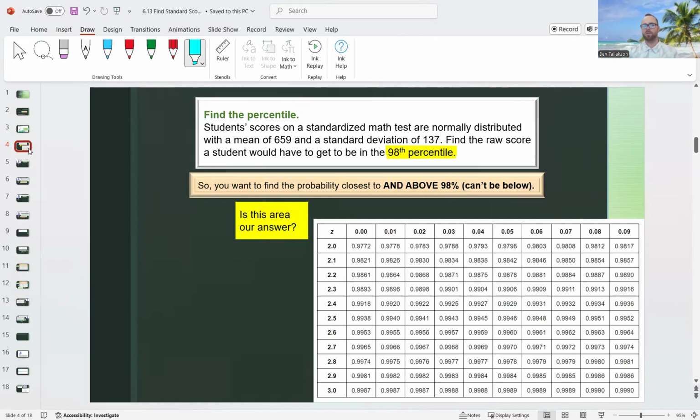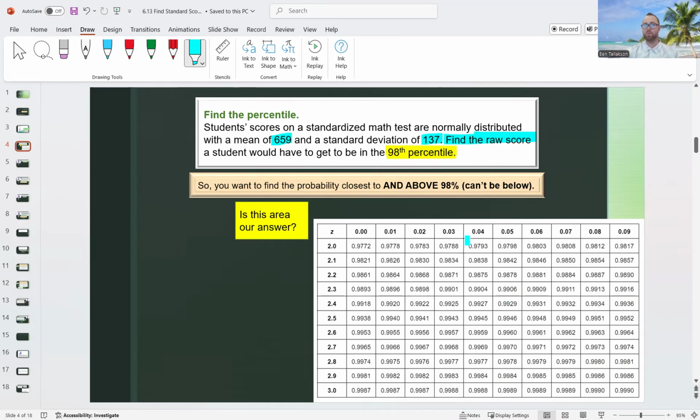Find the percentile. Okay, when you're finding percentiles, there's just one added thing to think about. You're going to see it right now. Student scores on a standardized math test are normally distributed with a mean of 659. Let's highlight that. And a standard deviation of 137. They want you to find the raw score that a student would have to get to be in the 98th percentile. Now, think back to what a percentile actually means. That means the percent of others you scored better than.